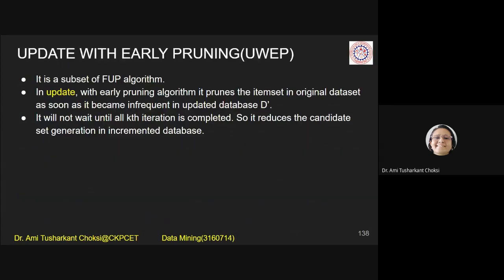Now, the next algorithm is update with early pruning. What is that? It is a subset of the FUP algorithm. What is FUP? Fast update. Fine. So in the update with early pruning algorithm, it prunes the item set in the original data set as soon as it becomes infrequent in the updated database D dash.